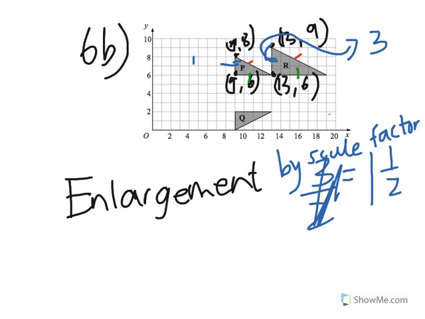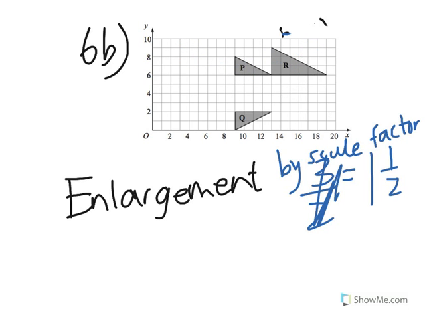Now, finally we've got to determine which center it's been enlarged from. To figure that out, you have to look at corresponding points, which is this, and this, and this, and this. You've got to draw lines from these corresponding points. So join these corresponding points and extend these lines, alright? Just draw a line, extend it, and draw a line, extend it, and draw a line, extend it. And wherever they meet is the center of enlargement.